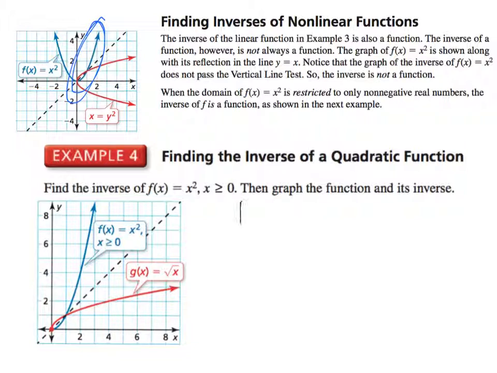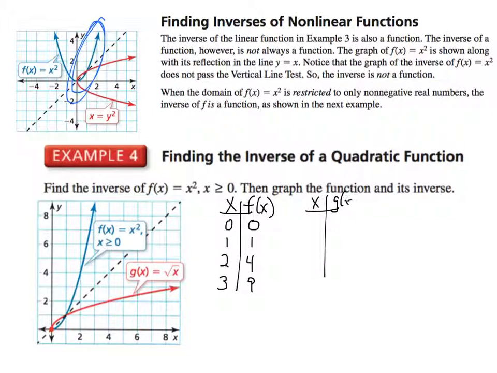Now, if you don't know how to do that, what you'd do is this. You'd plug in values that are greater than or equal to 0 into x squared. Easy, piece of cake. And then you flip them around. So this would become x and g of x, and that gives you (0, 0), (1, 1), (4, 2), and (9, 3). And that gives you the red line. Now notice that is a function because it does pass the vertical line test.